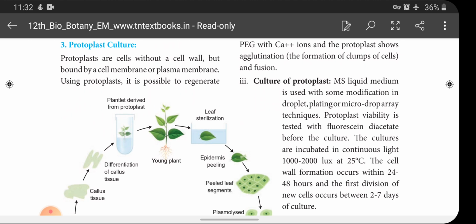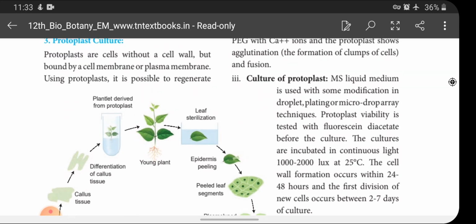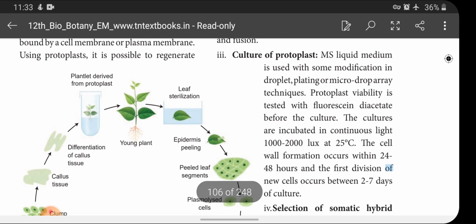Okay, now the protoplasts are fused. Now how to culture the protoplast? MS liquid medium is used with some modification in droplets, plating or micro drop array techniques. Then protoplast viability is tested with fluorescein diacetate before the culture. The cultures are incubated in continuous light, 1000 to 2000 lux at 25 degrees Celsius. The cell wall formation occurs within 24 to 48 hours, and the first division of new cells occurs between 2 to 7 days of culture.